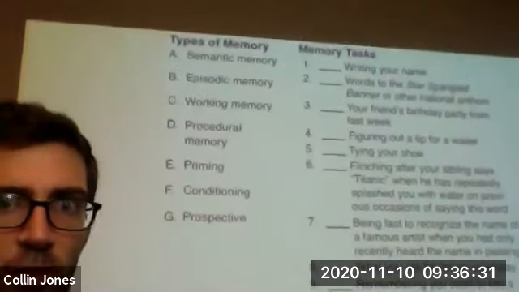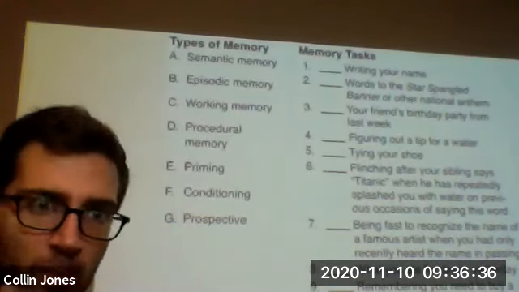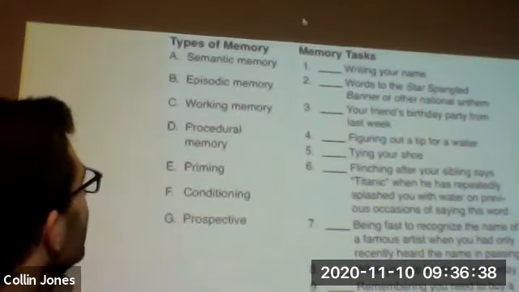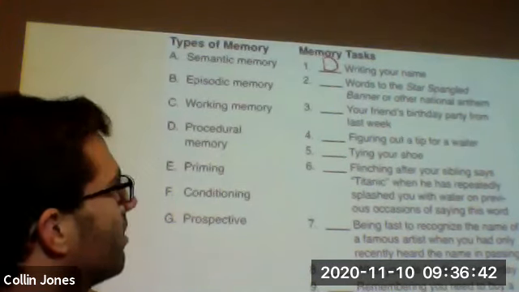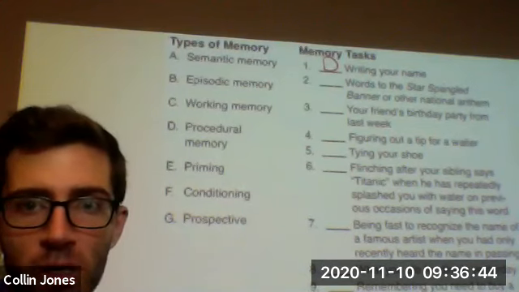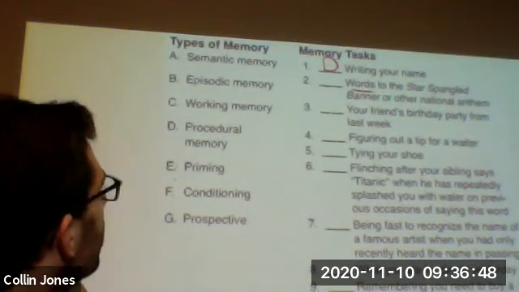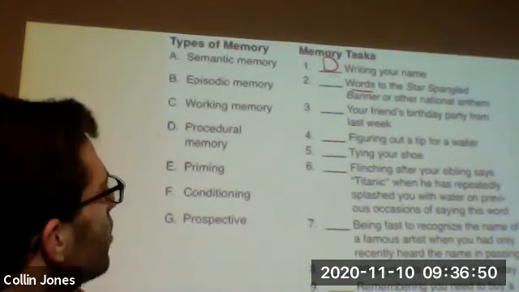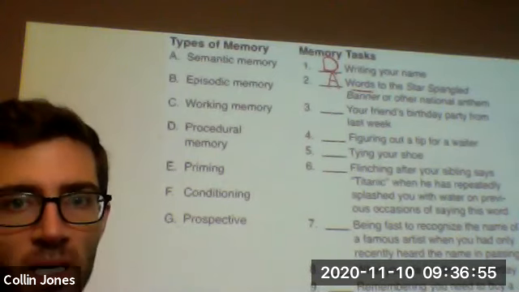Different types of tasks, like writing your name. Okay? Is writing your name something that you can explain exactly how you do? Not really. It's more of a muscle memory. We'd say that's a procedural memory. Whereas words to a national anthem, song lyrics, well, that is a fact. It's true for everybody. You could look it up online. It has universal meaning. That's a semantic memory.